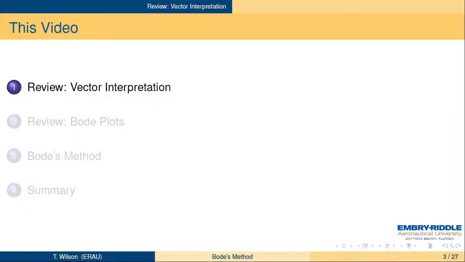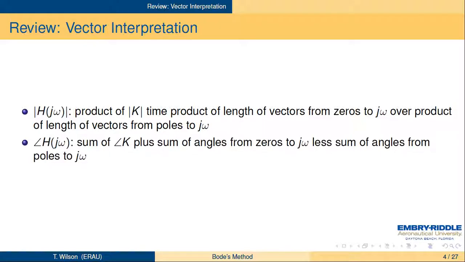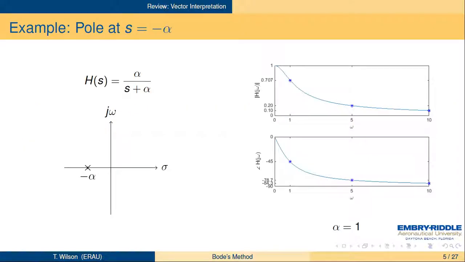So, the vector interpretation. We saw previously that the magnitude of H(jω) could be interpreted as the product of a scale factor, magnitude K, times the product of the lengths of the vectors from zeros to jω, divided by the product of the lengths of vectors from poles to jω. We saw that the angle of H(jω) could be treated as the sum of the angle of K, the scale factor, which would be 0 or 180 degrees, plus the sum of the angles from the zeros to jω, less the sum of the angles from the poles to jω.